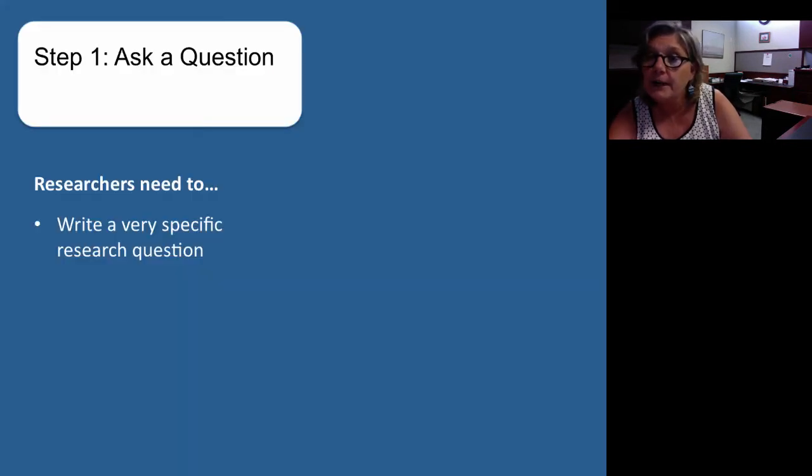The first step in a research project is to ask a question. So researchers have to write a very specific research question with detailed information about what exactly we're talking about, under what circumstance, and how we're going to measure that. Well, what could you, as a person with aphasia or a family member, contribute to that?